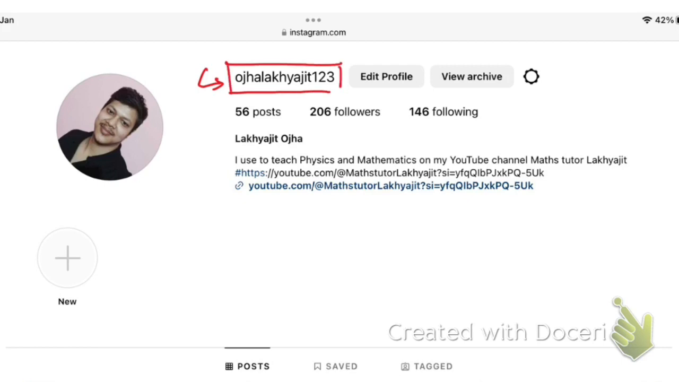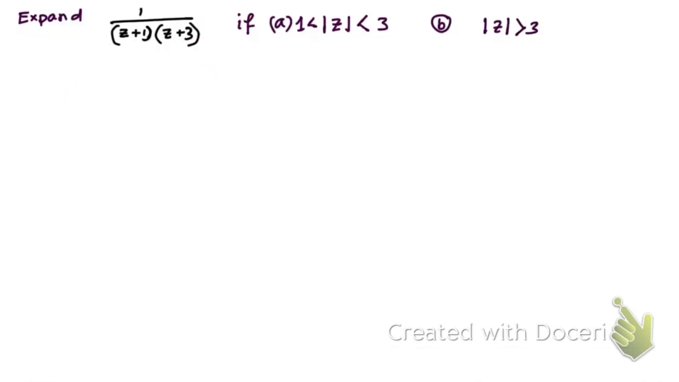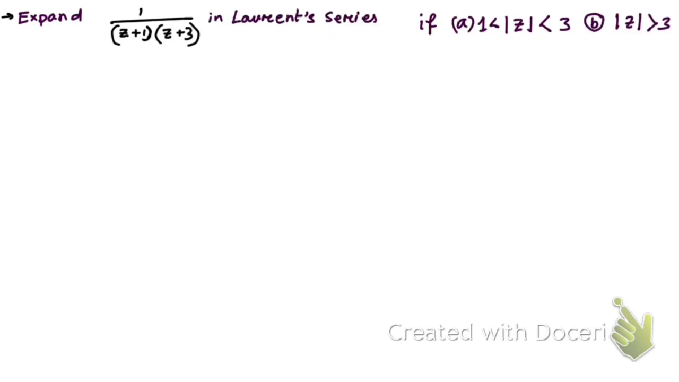So now let's solve the first problem. So here is the first question, and we need to expand this one. So I missed one thing. Here we need to expand this function in Laurent series. So these are the conditions. This is A, this is B. So the series will be different for different conditions.